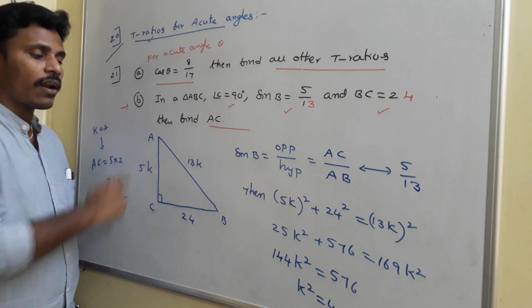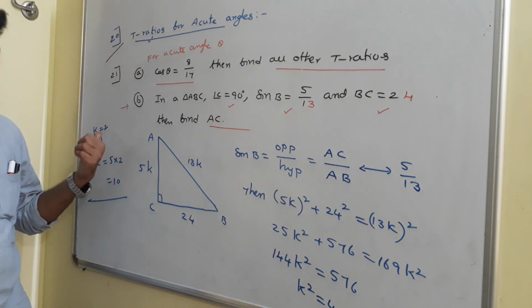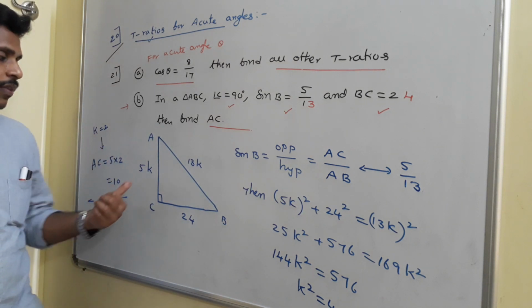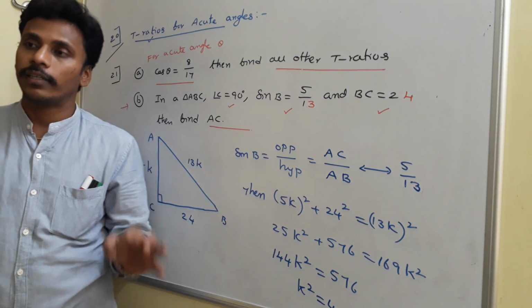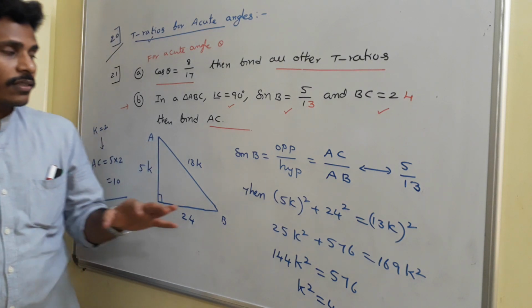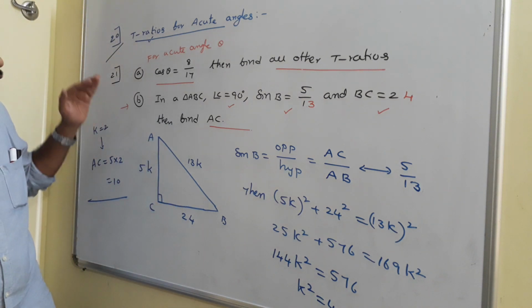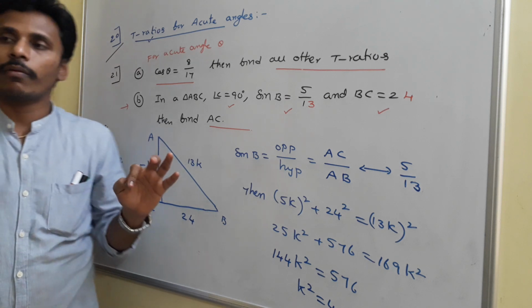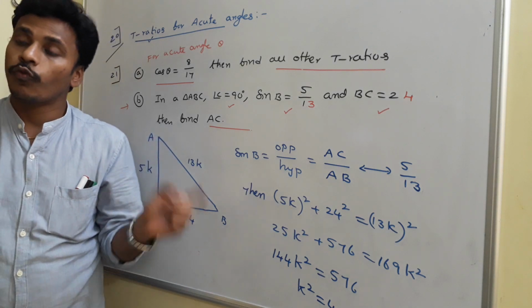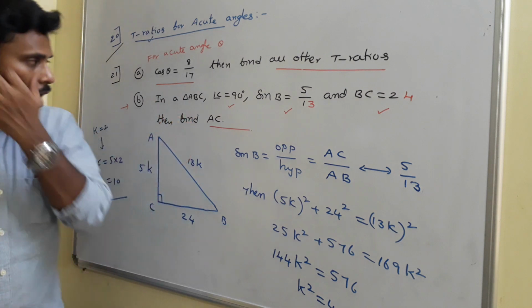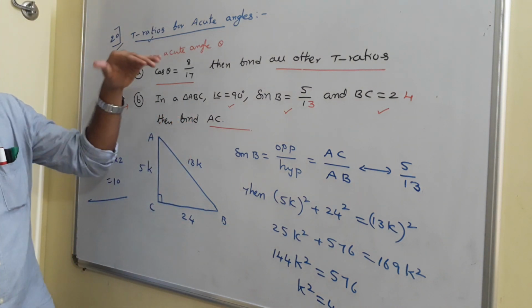Now by the Pythagorean result, your k value is 2. Use that k to get the AC length, and your answer for this question is 10. Is it clear? So this is 21B. Okay, a simple problem related to the trigonometric ratios for acute angles. Is it right?